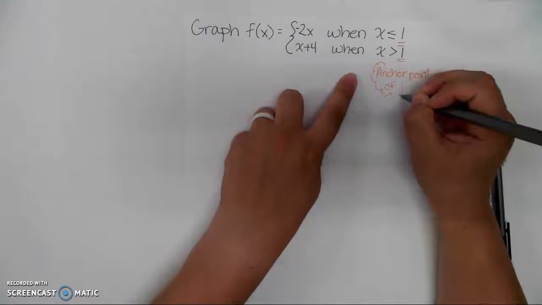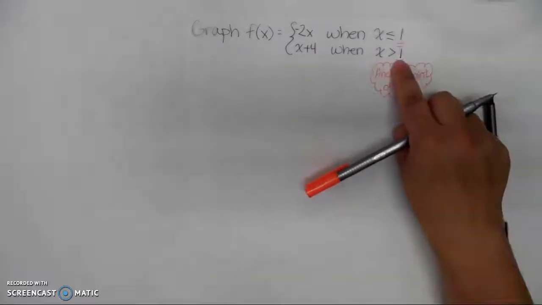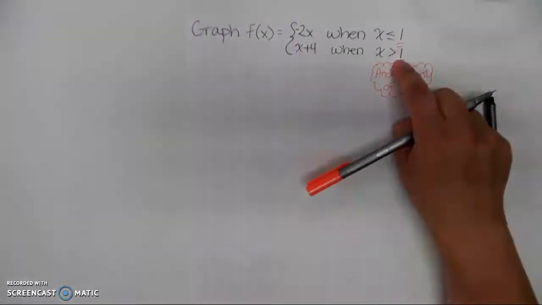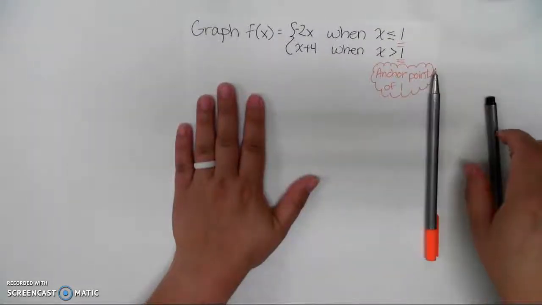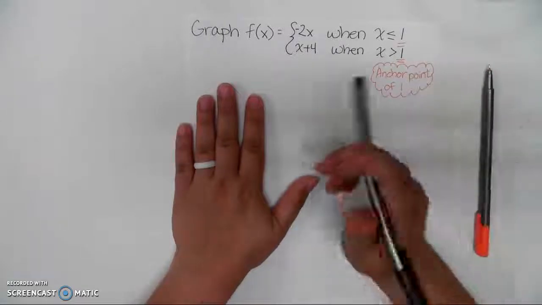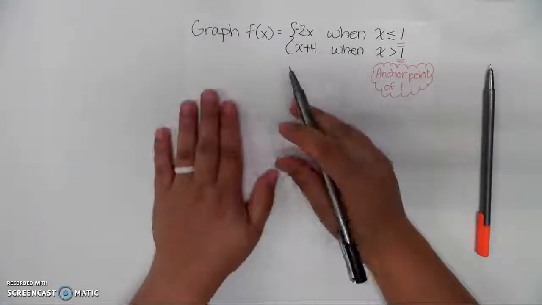They don't always have to have the same anchor point. So this bottom part could start when x is greater than 4. But in this case, they do. They have the same anchor point. So what we're going to do then is use our anchor point to help us graph.